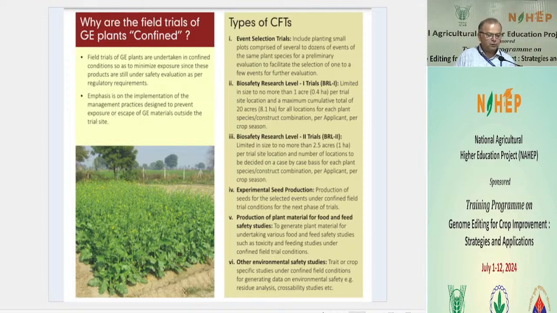So because of all these various reasons, the confined field trials are conducted, and the difference between BRL1 and BRL2 is in terms of scale, meaning how much area you will grow. You can see here the values are given: BRL1 is limited to not more than 1 acre per trial site and a maximum cumulative total of 20 acres, whereas in BRL2 it will be 2.5 acres per trial site. So it's a little bit of scaling up of growing the plants and so on.